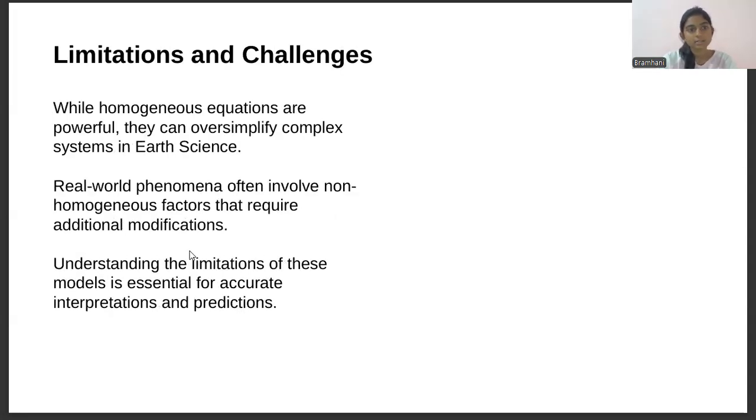Limitations and challenges. While homogeneous equations are powerful, they can oversimplify complex systems in earth science. Real world phenomena often involve non-homogeneous factors that require additional modifications. Understanding the limitations of these models is essential for accurate interpretations and predictions.